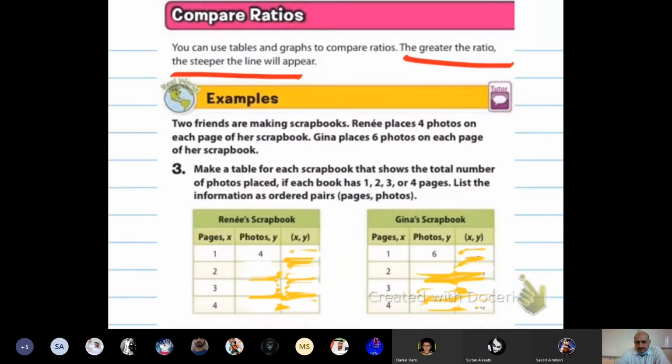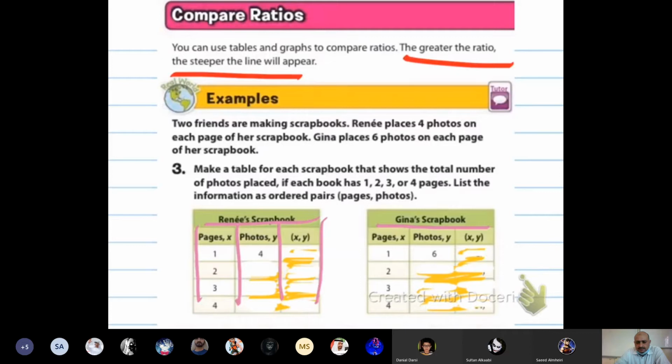So example number 3 says that 2 friends are making scrapbooks. Renee places 4 photos on each page of her scrapbook. Gina places 6 photos on each page of her scrapbook. So you're going to make a table for each scrapbook. We've got Renee's scrapbook and we've got Gina's scrapbook. And you're making a column for pages, a column for the photos, and then also a column for their X, Y, because we're going to graph it in just a moment.